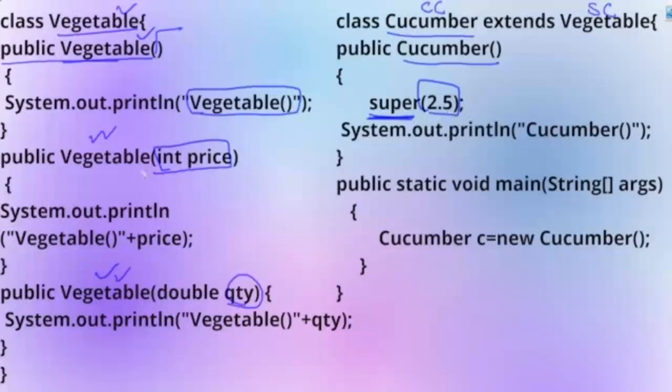Now what constructor is it taking? It is having int. It will not have an integer after a decimal point. But double can have it. So you can write a super 2.5 and System.out.println cucumber. Now whenever you are going to call a constructor, what is it going to print? It is going to print a vegetable 2.5, and which vegetable? Cucumber vegetable. So this is how you are going to call a constructor.